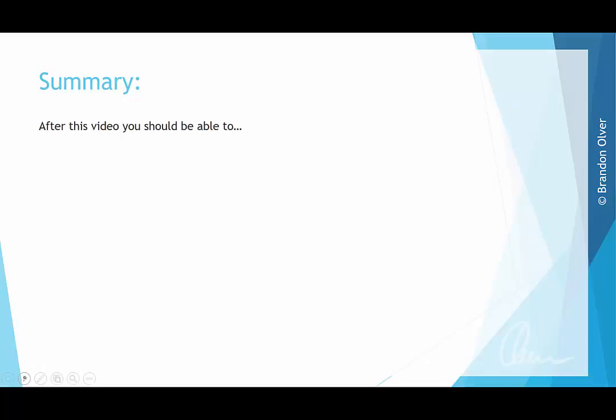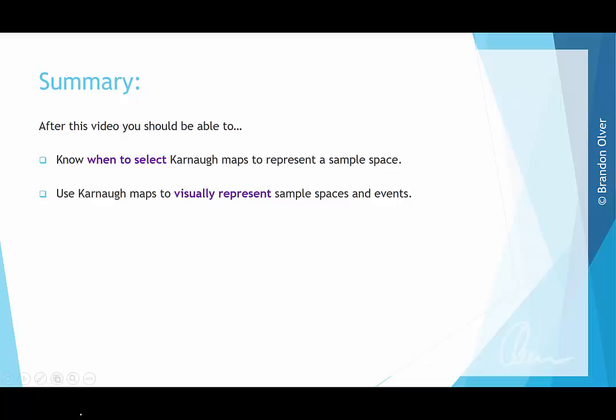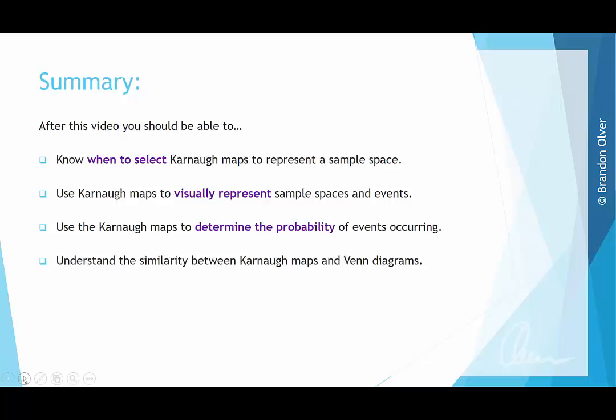After this video, you should be able to know when to select a Karnaugh map to represent a sample space. You should be able to use a Karnaugh map to visually represent sample spaces and events, and to determine the probability of events occurring. You should understand the similarity between Karnaugh maps and Venn diagrams. And finally, you should understand the limitations of Karnaugh maps and know alternatives to overcome these.